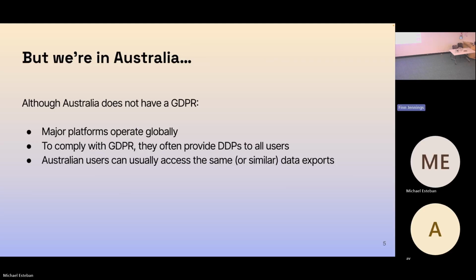there's some similar legislation in California, which I'm familiar with. They often provide DDPs to all users. So regardless of where we are on Earth, we can usually request a DDP. Australian users can usually request the same, but sometimes they're similar, so it might not be exactly the same DDP. I've got some colleagues in Europe who we've been working with, and they've shared some DDPs with us, which they've requested. There are some subtle differences between the DDPs that they received and the DDPs that we can get, but they're close enough. So they're quite workable here in Australia as well.